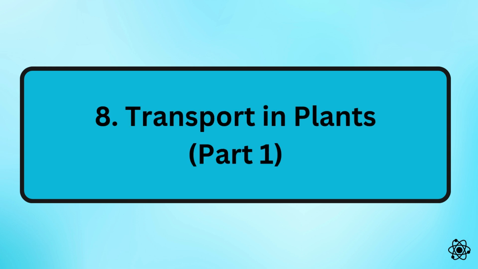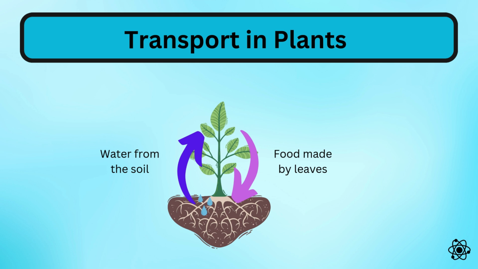This video summarizes part 1 of chapter 8, Transport in Plants. Plants have a transport system to carry nutrients within them. Water from the soil is needed by the stem and leaves. The nutrients that leaves make during photosynthesis are needed by other regions of the plants like stem and roots.